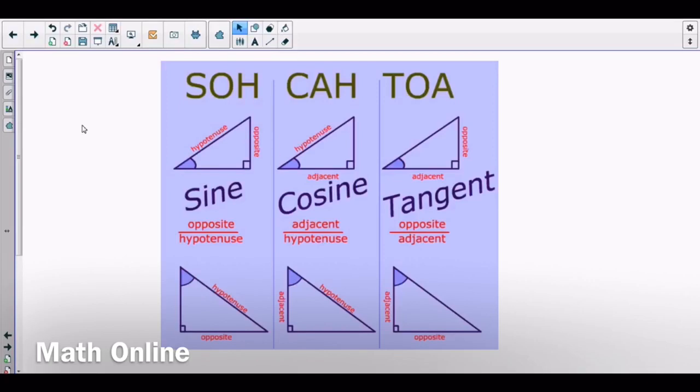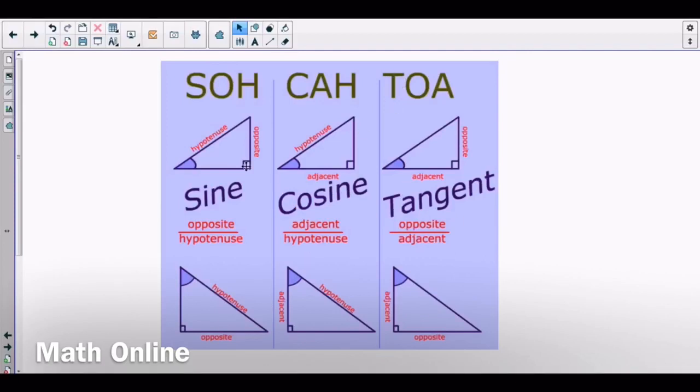So here we have a phrase, and this phrase is pronounced SOHCAHTOA. If you remember SOHCAHTOA, you can remember all three ratios. Here's how it works. The first letter that you see is the trig function. So in this case, it starts with an S, it must be sine. The second one starts with a C, then it must be cosine. The third one starts with a T, then it must be tangent.